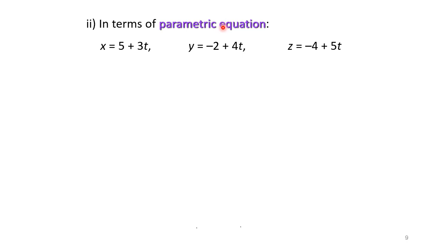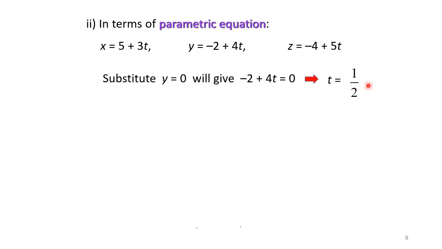Next, you mentioned about when y equals 0. So first, from the vector equation, we change into parametric. So we got our parametric equations. The question gives y equals 0, so we substitute into the parametric of y. So negative 2 plus 4t here, we equate with 0, because we need to find out the value of t. So we find the value of t is 1 over 2.